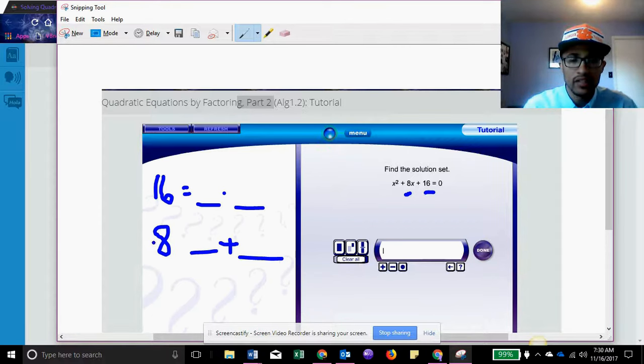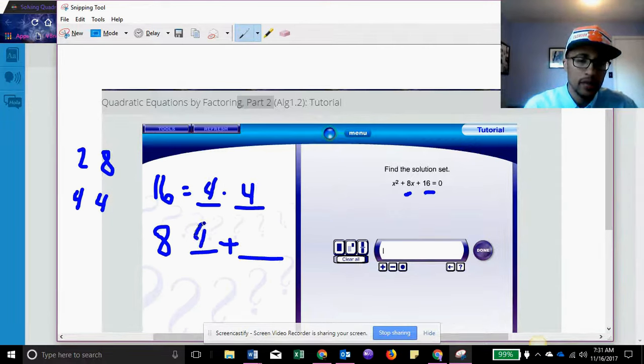And it's positive 16, positive 8 because of the plus signs. So what's the number multiplied by 16? Well, I could do 2 times 8, that's 16. But if I add 2 and 8, do I get 8? No. If I do 4 times 4, is that 16? Yeah, of course it is. And how about 4 plus 4? Is that 8? Yeah, of course it is.